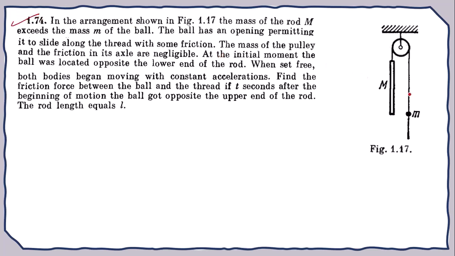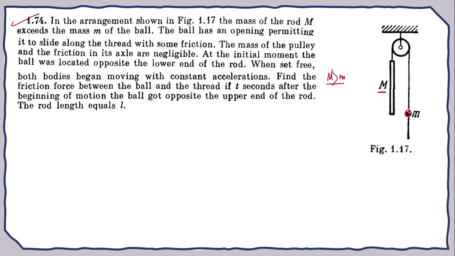There is a small ball of mass m fitted on one end of the thread, and on the other end there is another rod of mass capital M. It is given that capital M is greater than small m. Initially the system is released from rest, and you are asked to calculate the friction force.